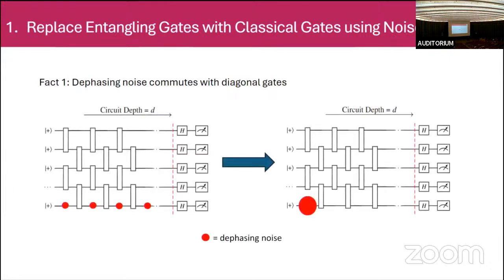So if you have your circuit and you have interspersed dephasing noise throughout your circuit, you can take every single dephasing noise channel and commute it to the beginning of the circuit. And now you have this larger strength dephasing noise channel at the beginning because your noise builds up. And this is sort of taking advantage of the commuting structure of the IQP circuit.